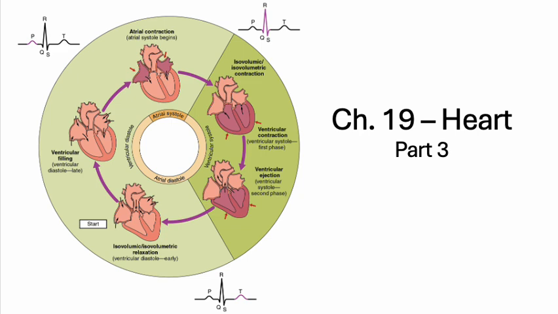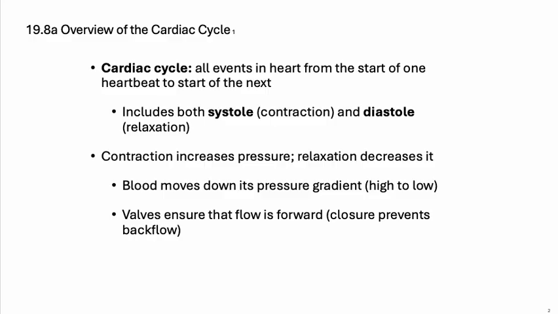the heart during one contraction, right? So during one contraction relaxation cycle, if you will, what's happening? That's this cardiac cycle that we're going to discuss, right? So all events in the heart from the start of one heartbeat to the start of the next, right? So a few terms that you should be familiar with. One of these is systole. That simply means contraction. Diastole, this means relaxation.